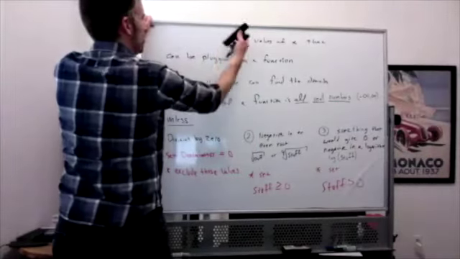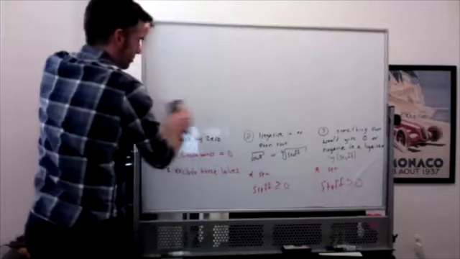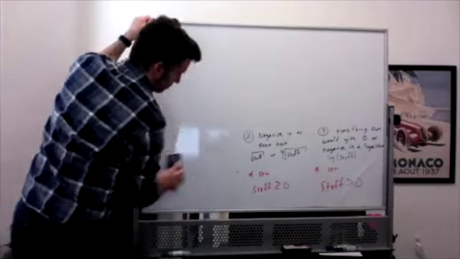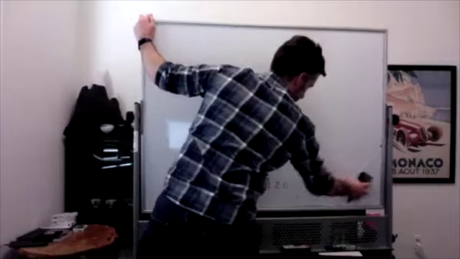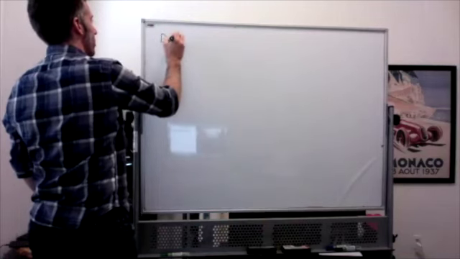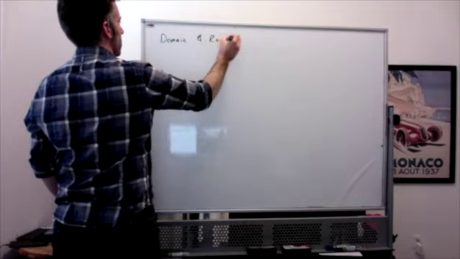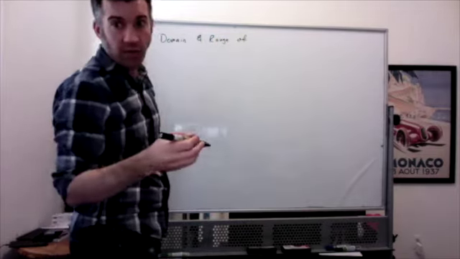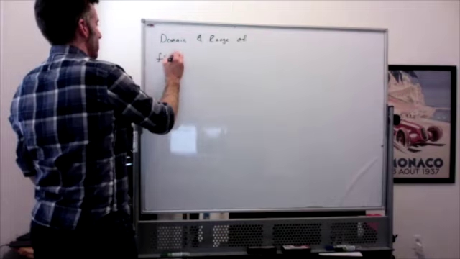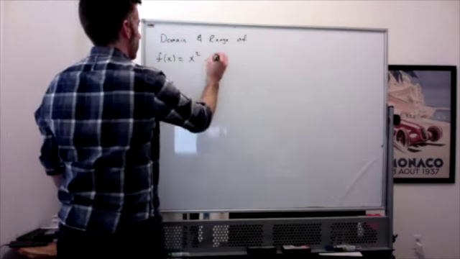Let's say we have, I want to find the domain and range of the following function, f of x equal to x squared minus 2x minus 15.